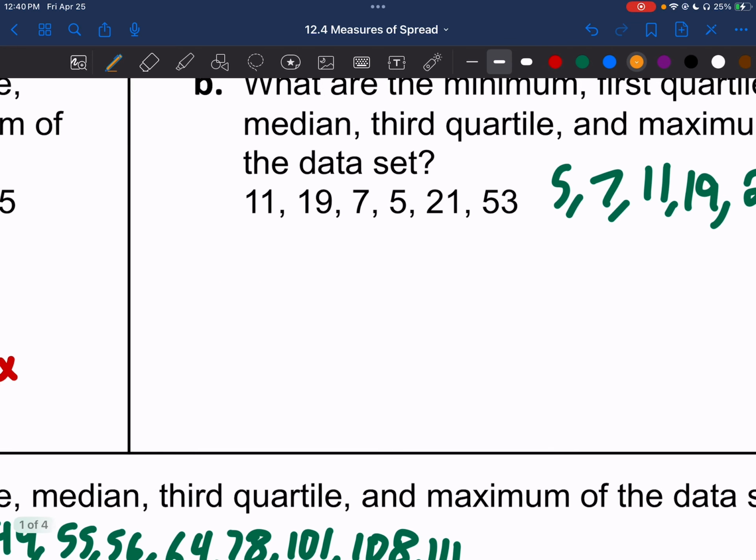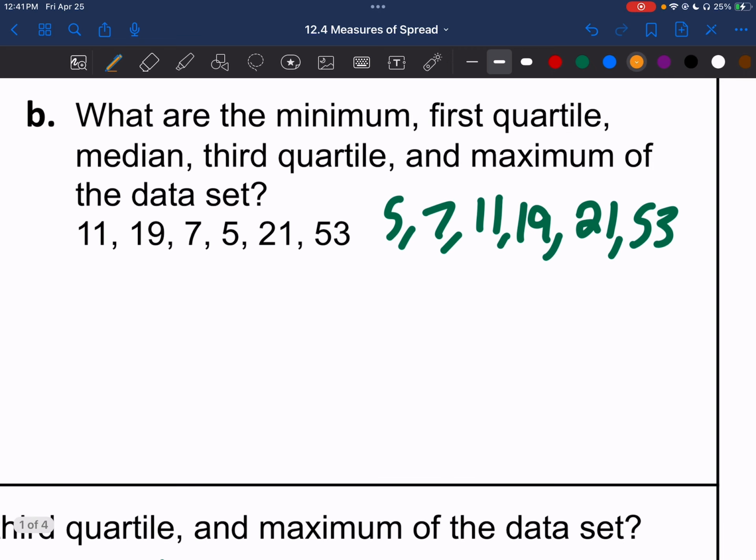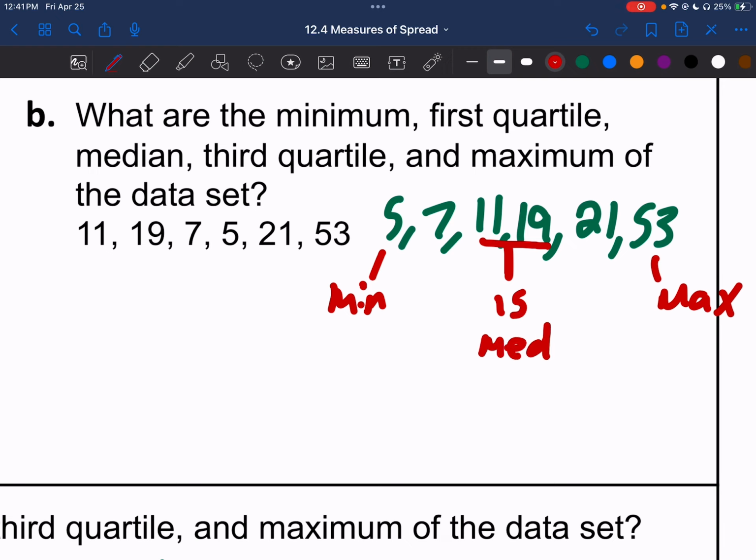All right, so let's take a look at another data set. This one only has 6 values in it. So we have our min and our max. Those are easy to find. To find our median, you need to go to your center. And so we have 2 terms in the center. So you do 11 plus 19, and you get 30. 30 divided by 2 is 15, and that's your median.